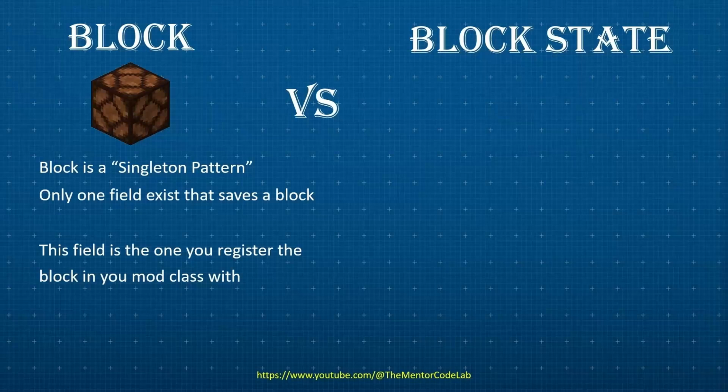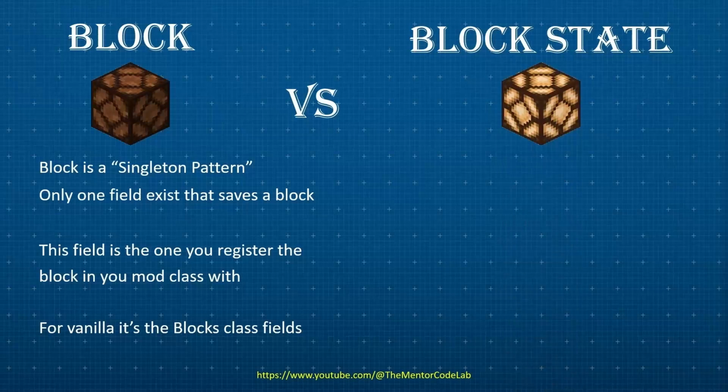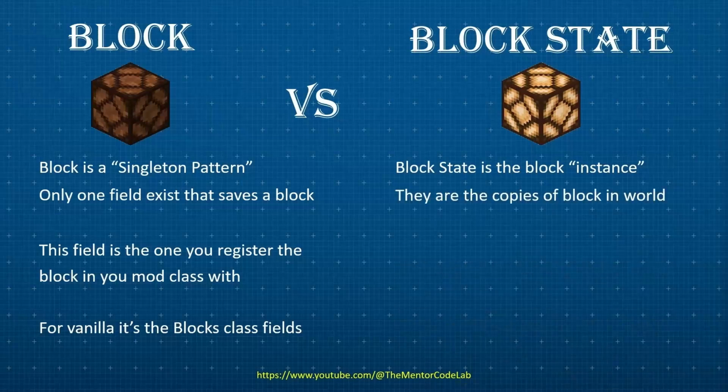In other words, when we are saying that we have a block of citrine, that block is the class registration of citrine in our mod. For vanilla, these are sitting inside the Blocks class, isn't it? We are saying Blocks.GRAY_WOOL, for example. That is the block. However, each time we are putting a block inside the world, we are creating a block state. Block states are instances of the block class that sit inside the world. So they are copies of the block in the world.